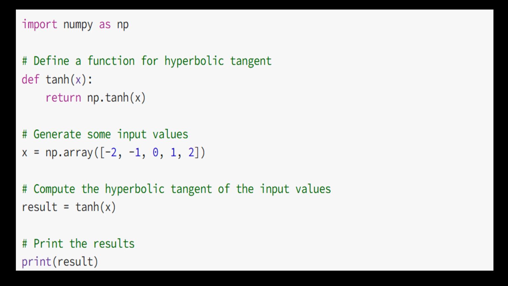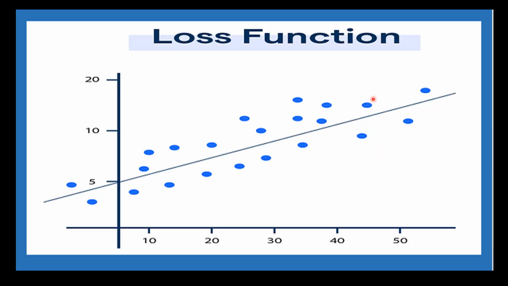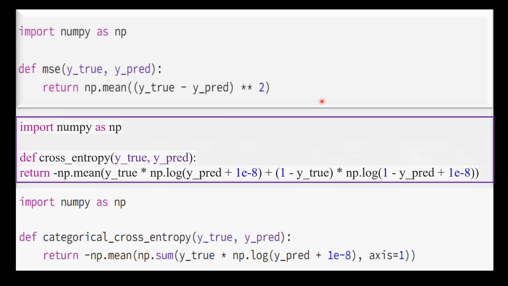Then comes the losses. Now we know these loss functions are used to evaluate the difference between the predicted output and the true output in the neural network. And basically there are three commonly used loss functions. First is the mean squared error. Now this mean squared error measures the average squared difference between the true values and the predicted values, that is y-pred. It's a popular choice for regression problems.